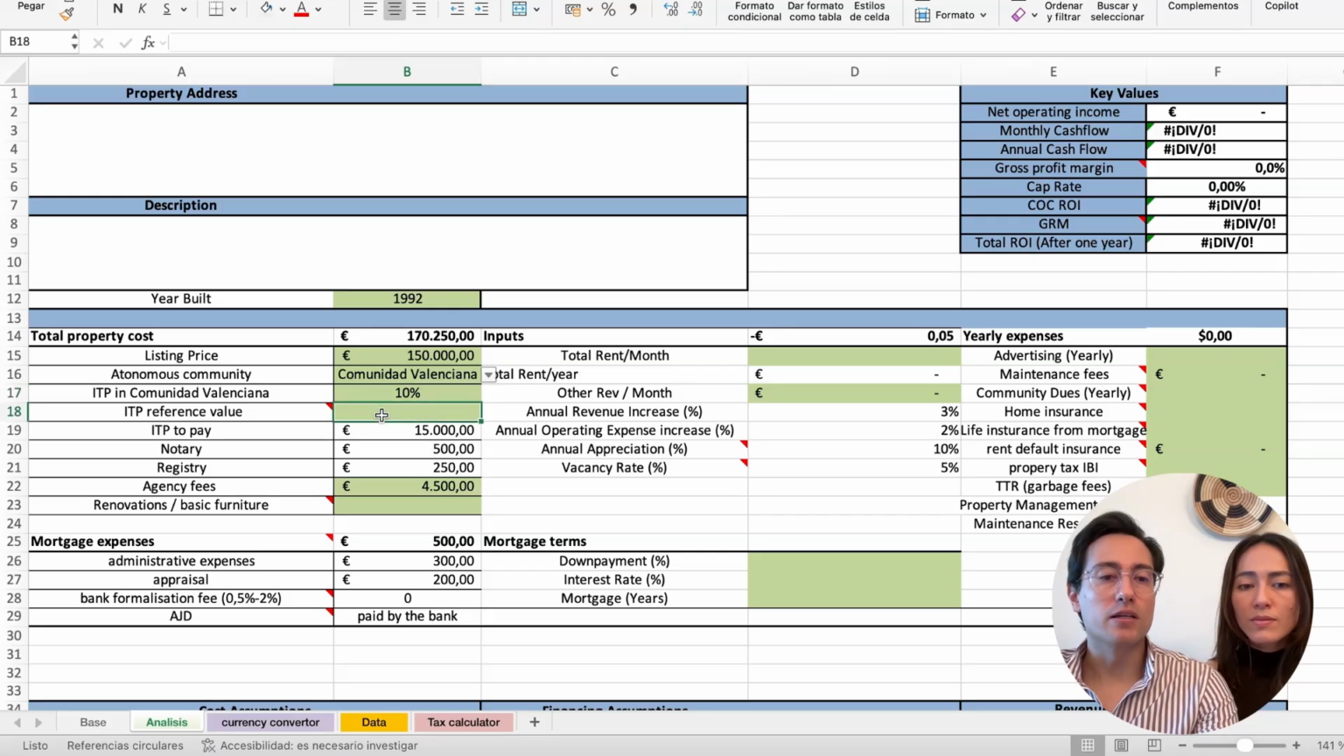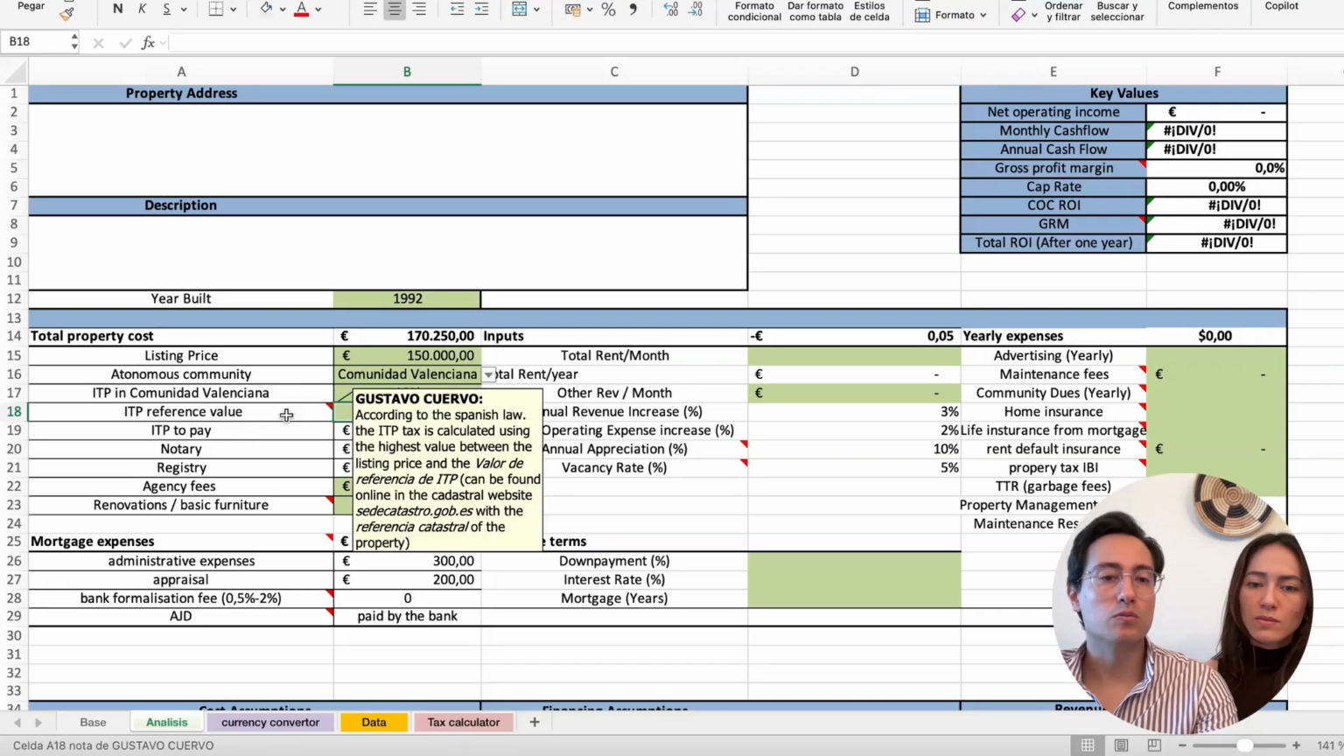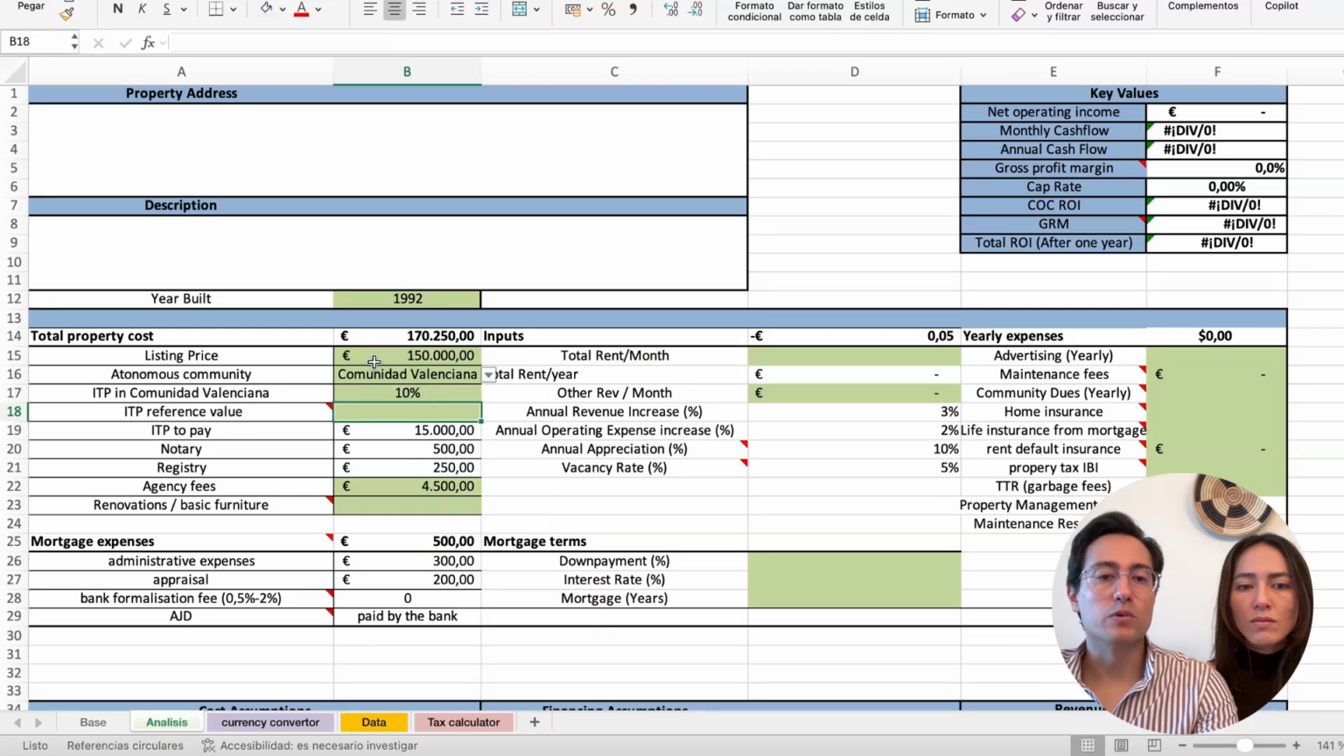Usually it's calculated between the listing price and the ITP reference value. This could be asked of your realtor or checked at catastro.gov.es with the cadastral reference number. And the highest value will be used to calculate the ITP.